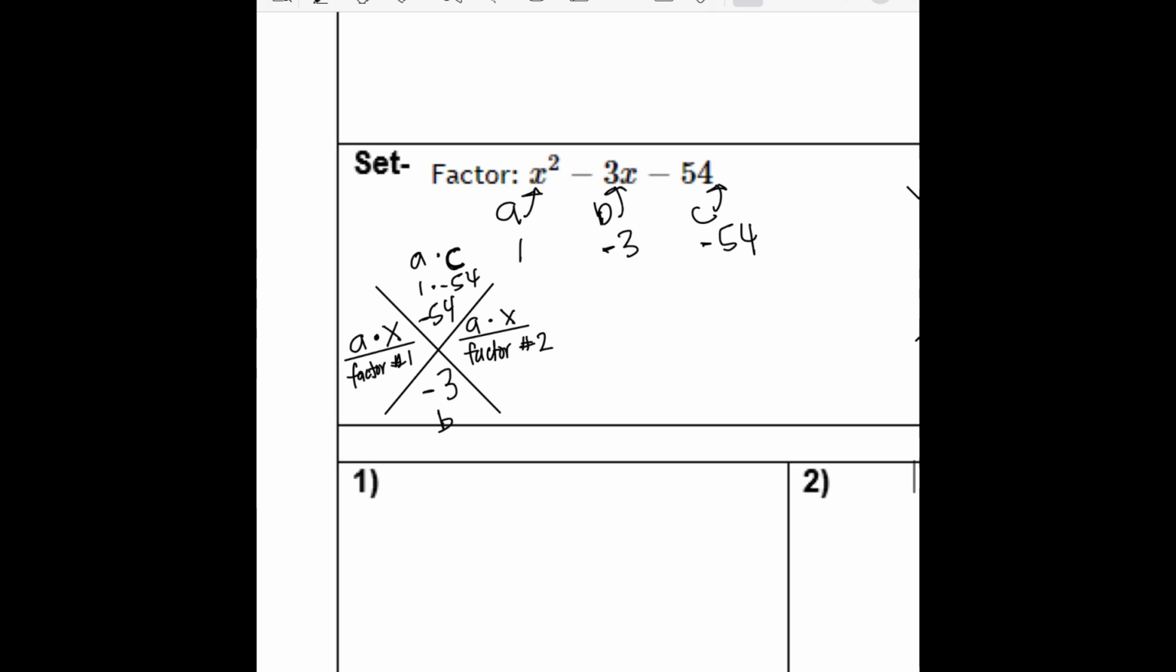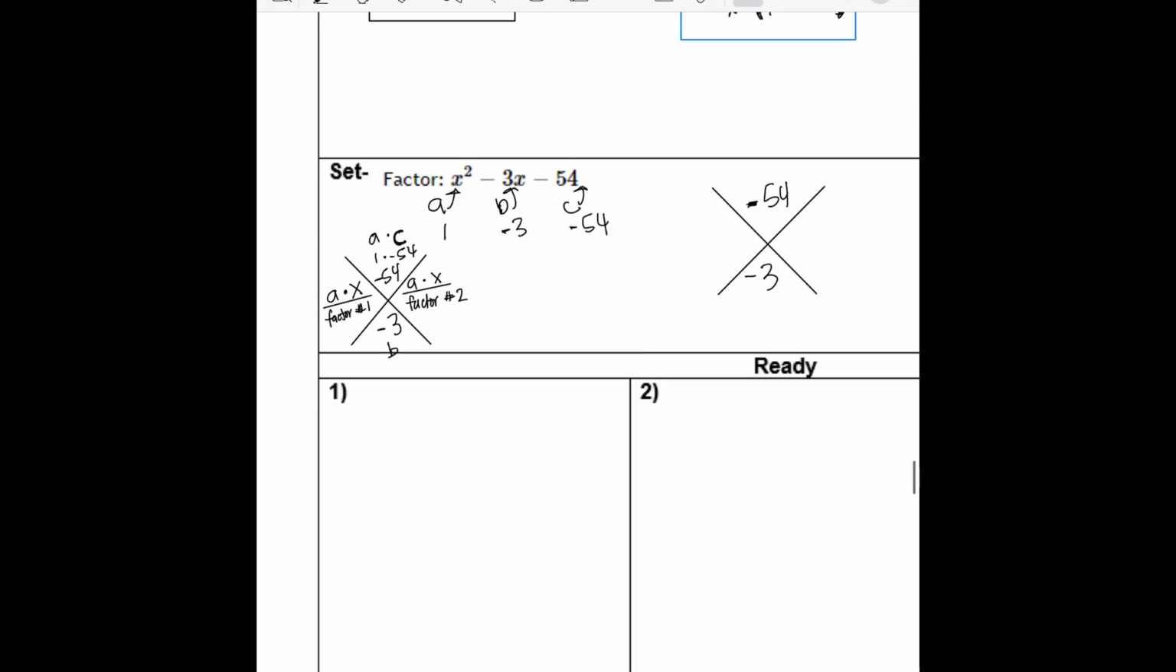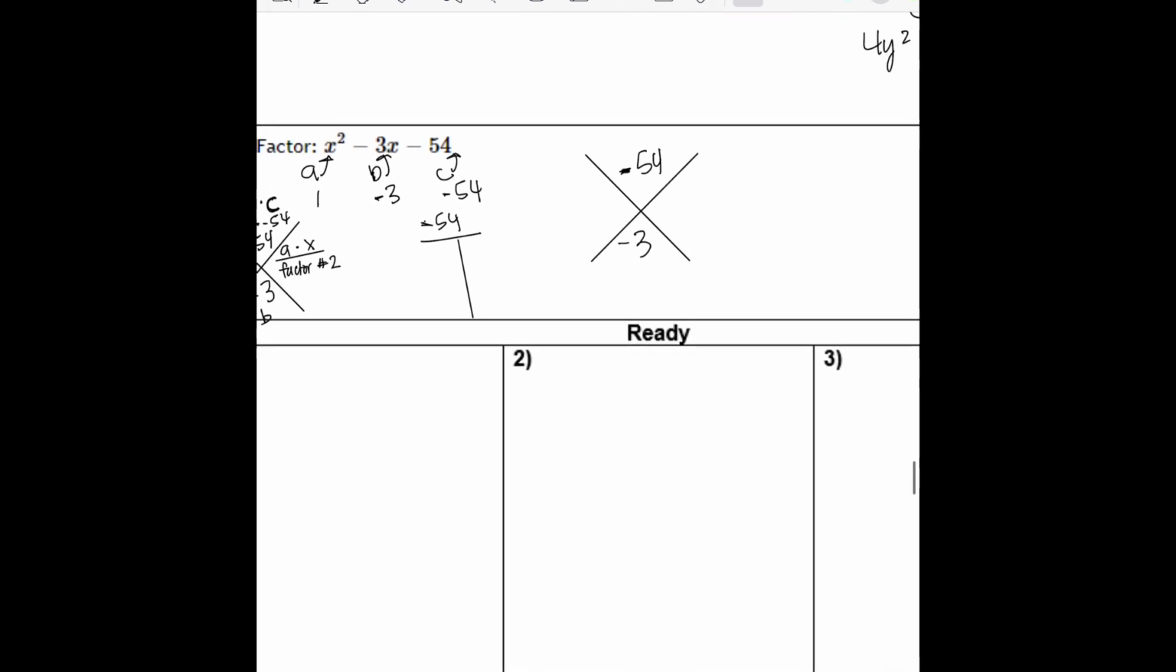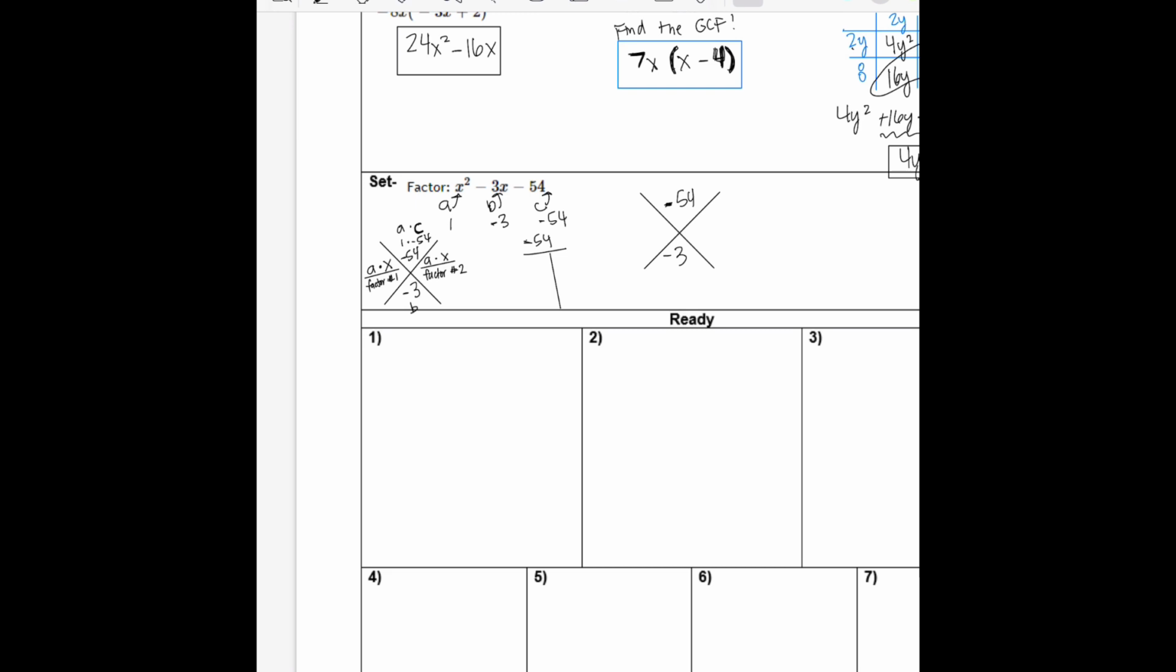Okay, so this one should be A times X times over factor number 2. And I know you guys don't know what those factors are yet. I'm going to show you. So now what I'm going to do is take this A times C value, which is -54, and figure out what all of the different factor combinations for this would be.